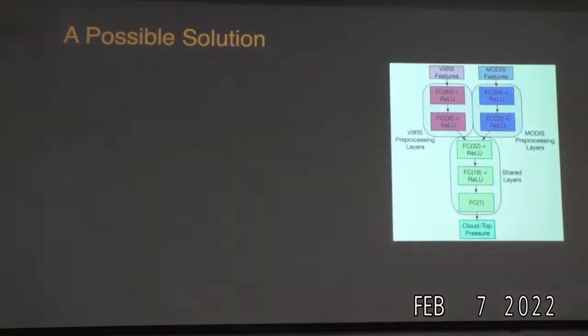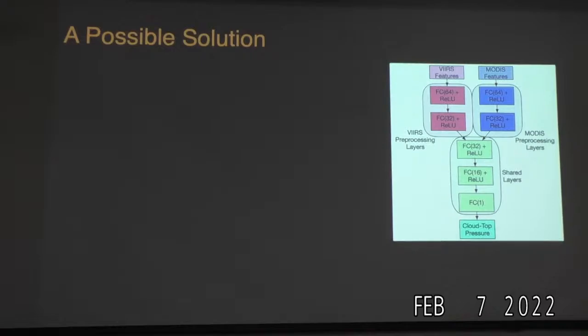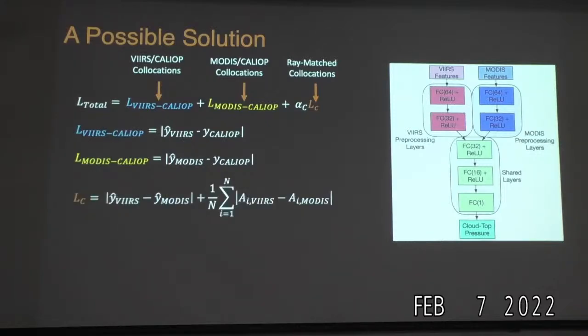Okay, our proposed approach is to train sensor-specific fully connected layers for each sensor. We feed those representations into shared layers between both sensors, where we get our eventual cloud top pressure prediction. This neural network is trained with this loss function, where L VIIRS CALIOP is the absolute error between the prediction made on VIIRS features and the corresponding CALIOP label. L MODIS CALIOP has a similar interpretation. The important part is L C. This is what I call the consistency loss.